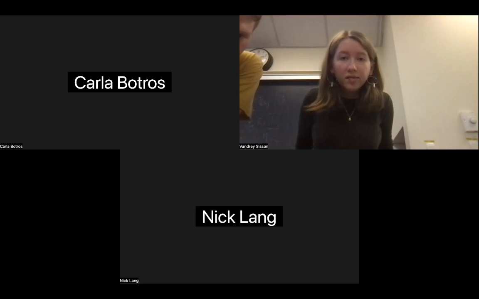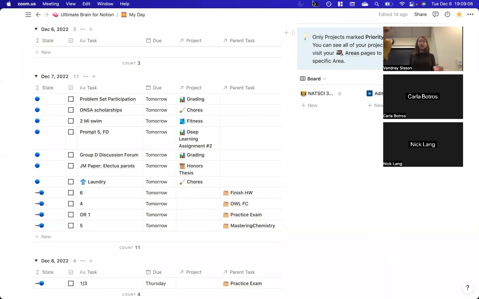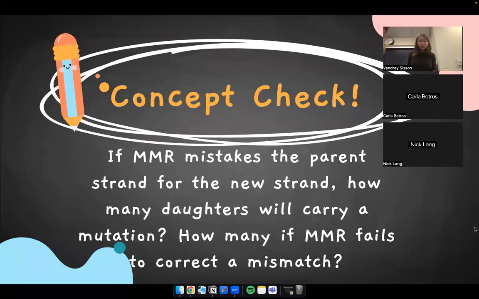So all the daughters, unless the cell dies. It would be all the daughters if we mistake the new strand and the parent strand. Because if the cell, when it's doing MMR, looks at the parent strand and says, oh, this is the new strand, this is where the mismatch mutation is, and then it changes the parent strand, then we're going to have two mutated strands because it corrected the wrong one. It changed it to match the incorrect nucleotide on the new strand.